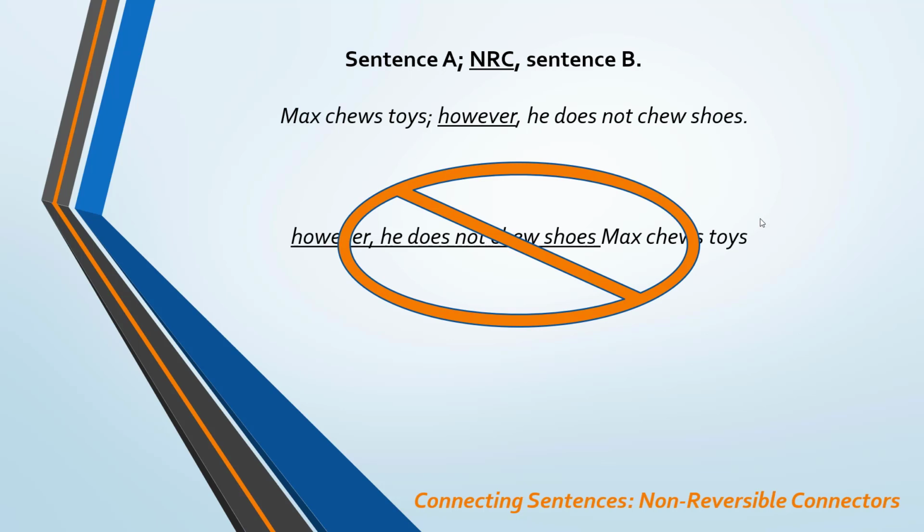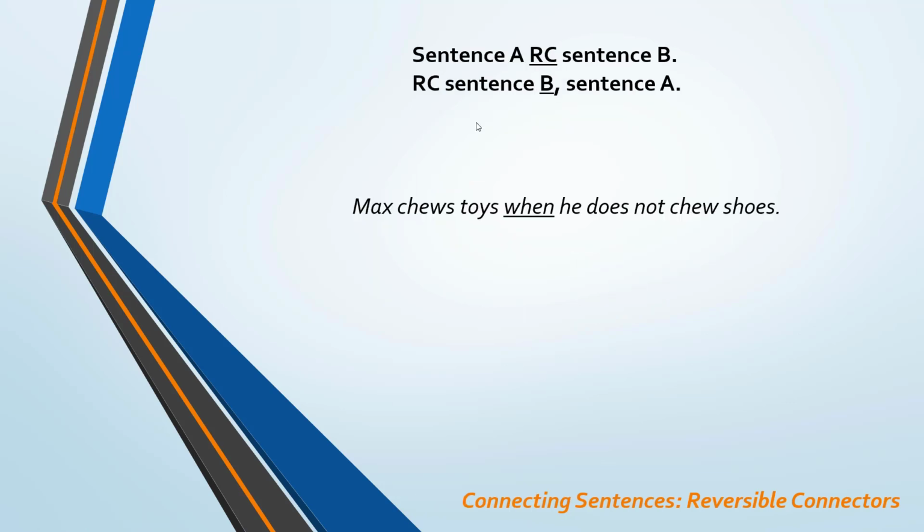So the pattern that I'm going to use is the semicolon and comma pattern. If you have a connecting word that is only 1 syllable, it's very rare, there are a couple. In that instance, you wouldn't use the comma after the connecting word. You would only use the semicolon and the connecting word. But that's pretty rare. The last 2 patterns go together, and that's because they both use reversible connectors.